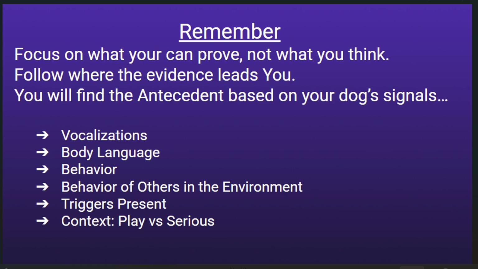Triggers present. Again, there could be things in the environment that your dog is not comfortable with or has never seen before, like balloons or plastic bags. Missy used to chase leaves, for God's sakes, okay? So she was very under-socialized when I got her. So these could be considered triggers. Context, we've already talked about that, play versus serious.